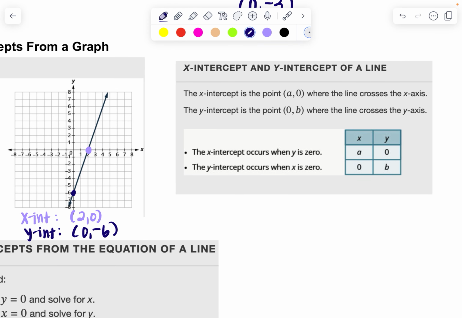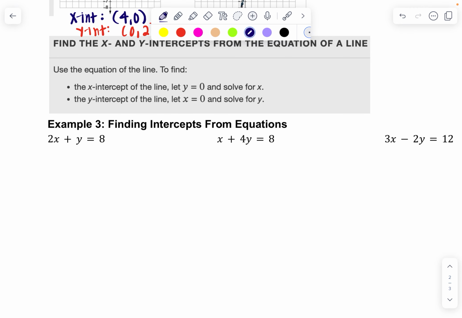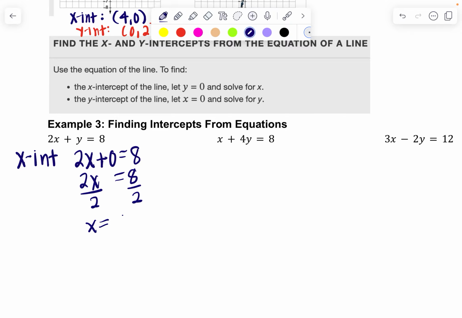If there's a table, again, the x-intercept is when the y value equals 0, and the y-intercept is where the x value equals 0. You can also find intercepts from the equation of a line. Again, the x-intercept is when y equals 0. So if I want to find the x-intercept, I just have y be 0. So instead of 2x plus y, I'll say 2x plus 0 equals 8, and then solve this equation. So 2x equals 8, dividing by 2, we get x is 4. So our x-intercept is (4, 0).